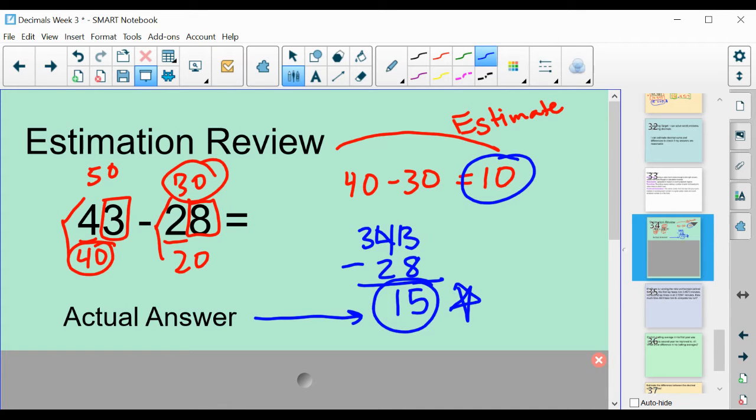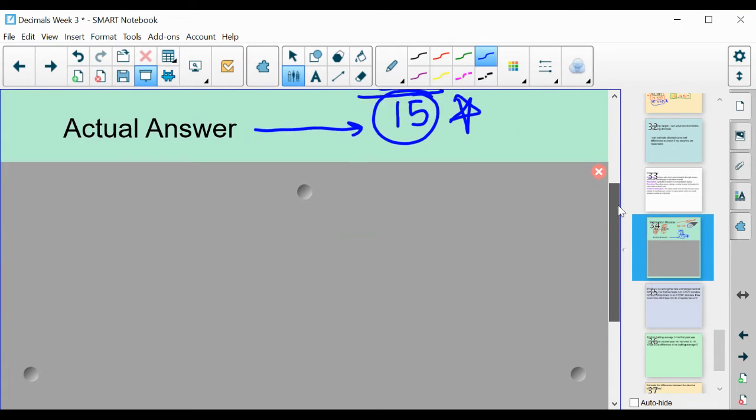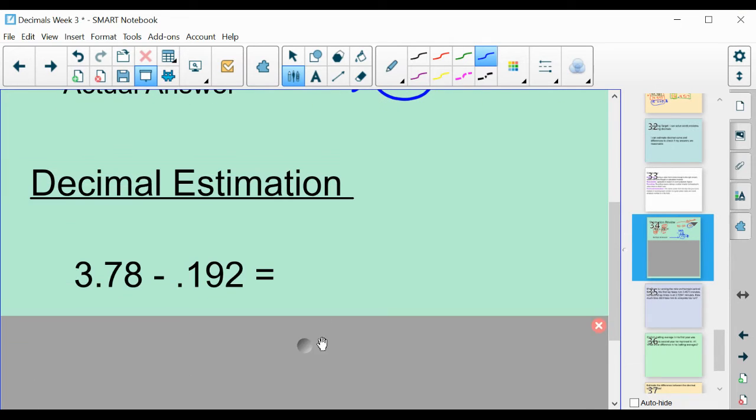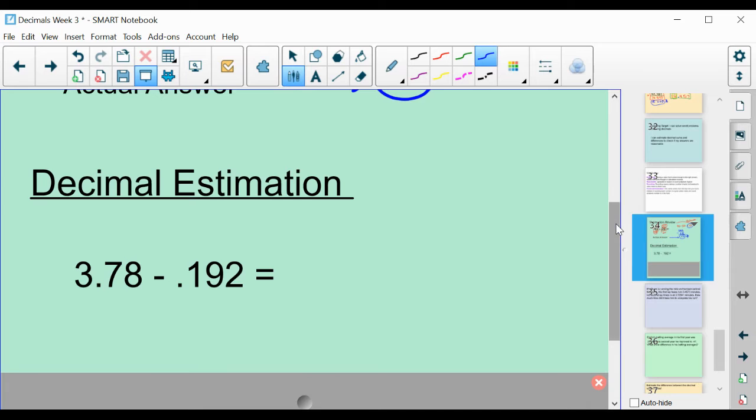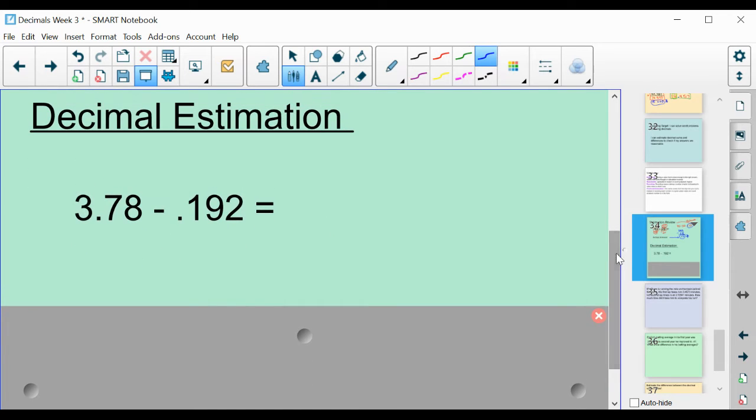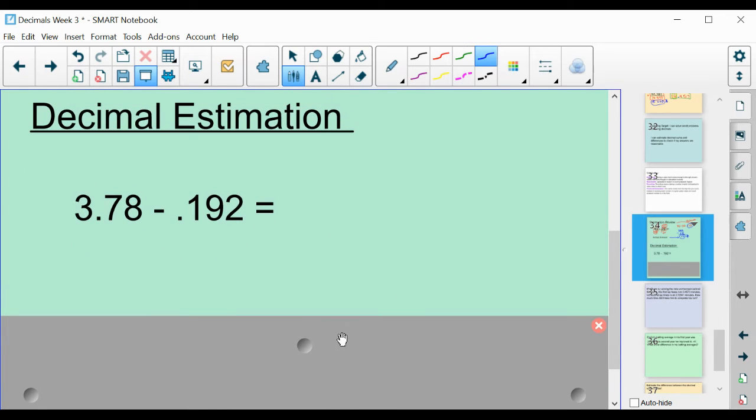Okay, so you're going to be doing this with decimals. It's going to be a little bit trickier. So let me go ahead and scroll down. And let's first work on this problem. Okay, now, like I said, you're going to have to make a choice about what you're going to be rounding to. So we're not going to do this subtraction. Well, actually we are. But first thing we're going to do is find our estimated answer.